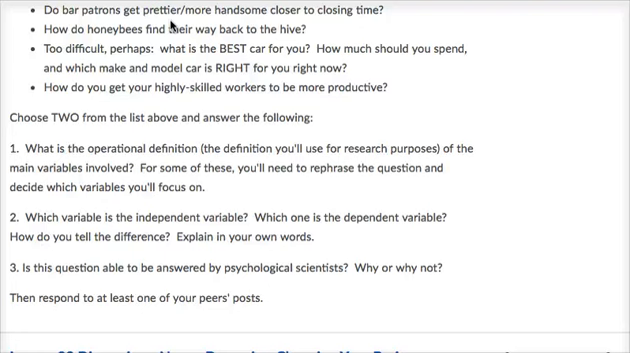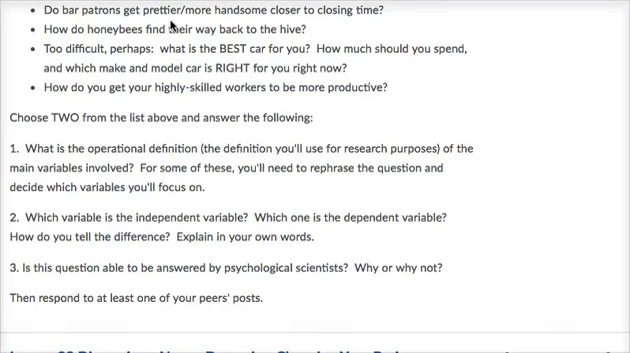Then it asks you to go on, after you created your operational definitions, what is the independent variable? What is the dependent variable? How do you tell the difference? Explain in your own words. In other words, you've already set up an experiment here. If you're doing prettier, closer to closing time, you're doing correlational research, and your independent variable is what you're manipulating, or what the question is based on, and your dependent variable is the answer.